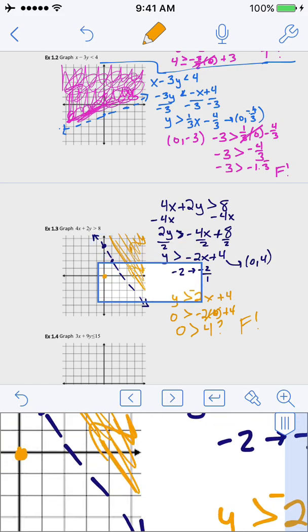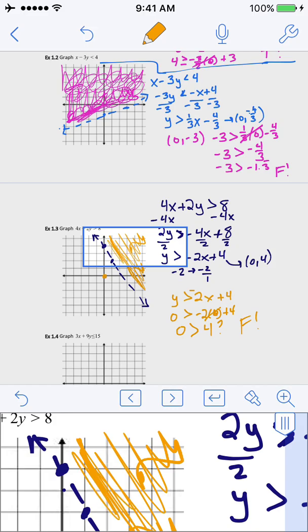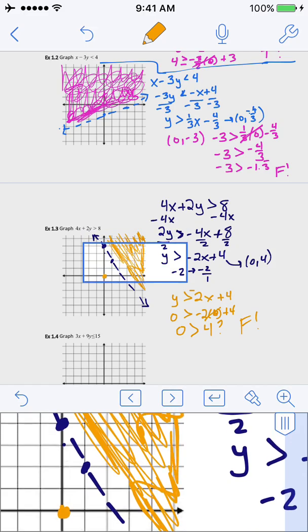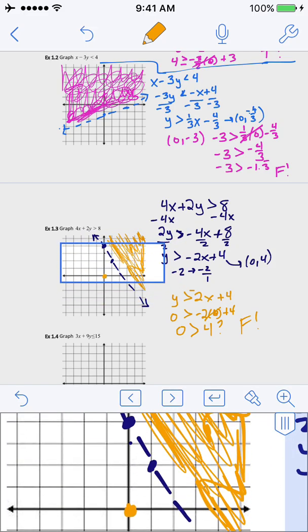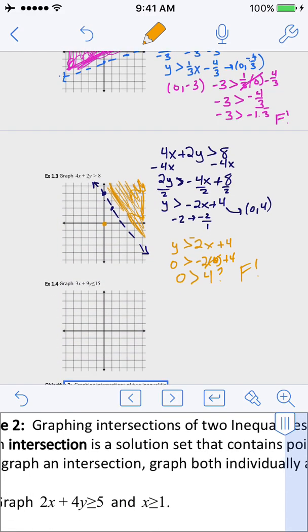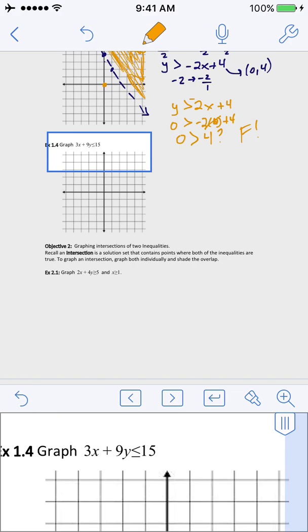All the shading on this side. All right, looking good. All the shading on that side. All right, stop here if you have any questions, and stop here to try this next problem on your own. 3x plus y is less than or equal to 15. Go ahead and try that one now.